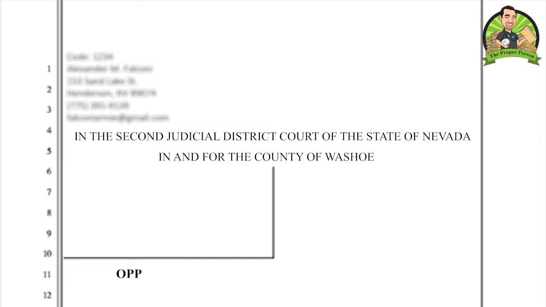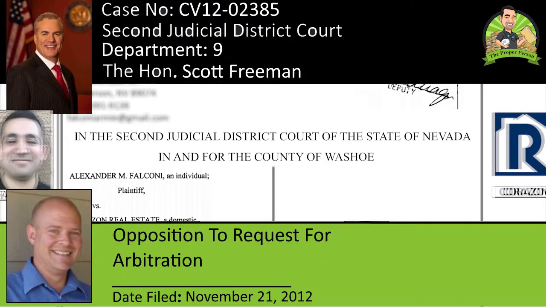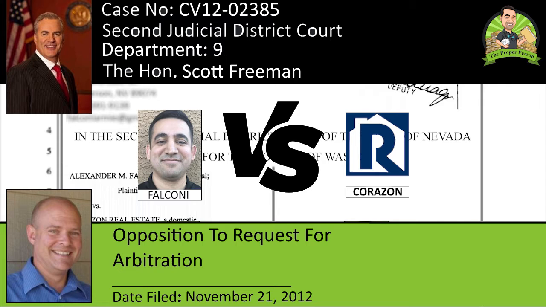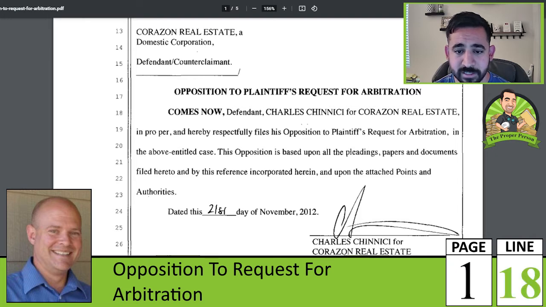That being said, we should go ahead and take a look at what the landlord has filed, what Charles Chinnici has filed. Here we have Charles Chinnici's opposition to plaintiff's request for arbitration. Scrolling down, standard introductory paragraph: he's indicating that he's appearing for his corporation in proper person, and that he's filing his opposition to my request for arbitration.